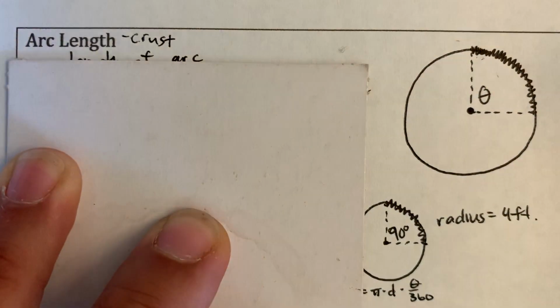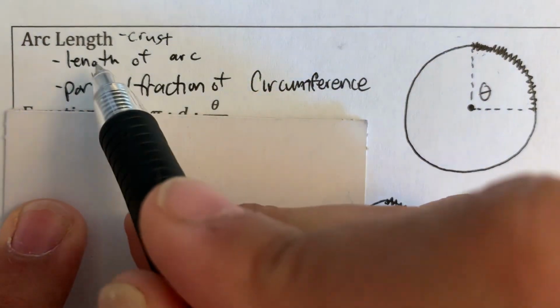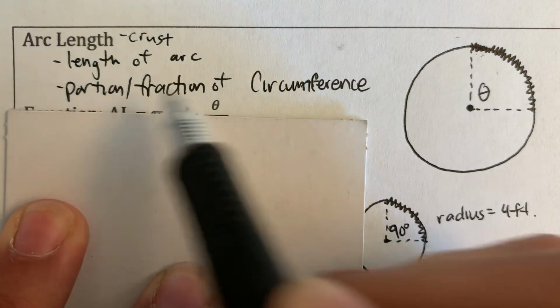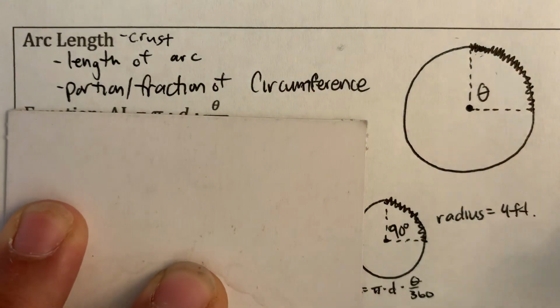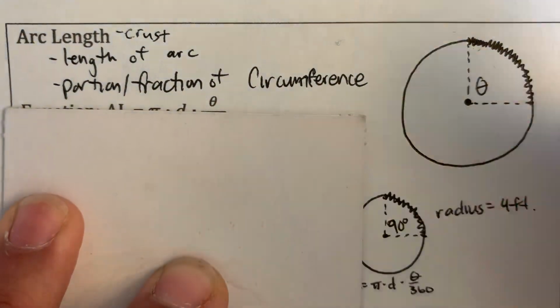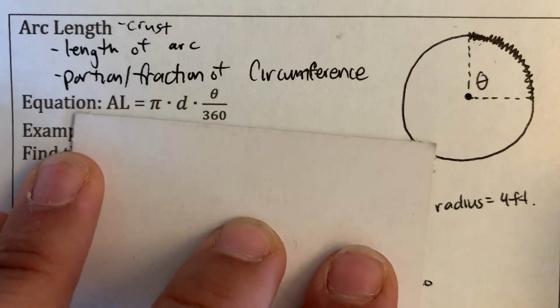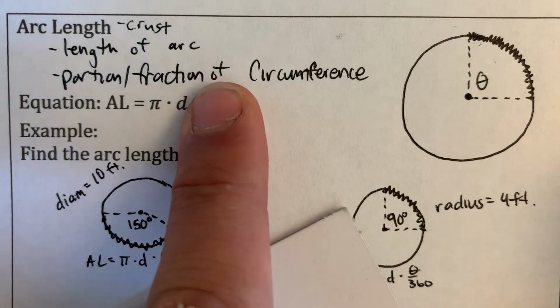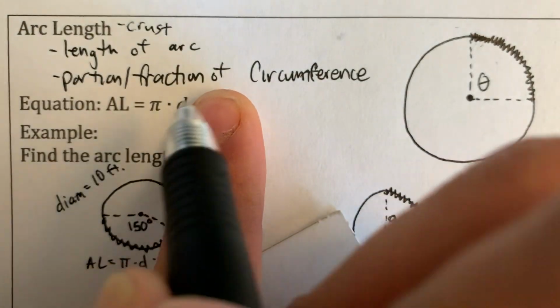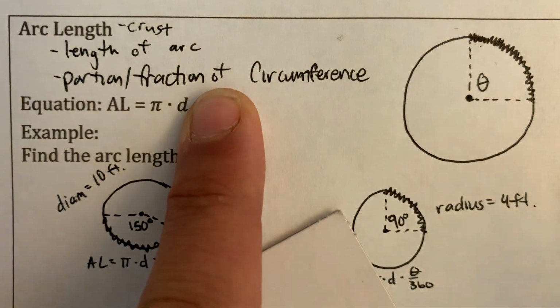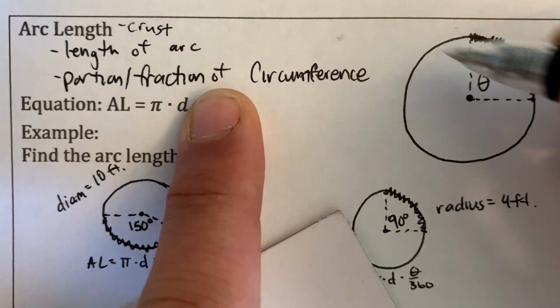Okay, instead of finding the entire crust, it's just the crust of one slice. So the arc length is the length of an arc, but it's just a portion or fraction of the entire circumference, right? Since this is a portion of the circumference, we are going to use part of the circumference equation, which is pi times diameter.